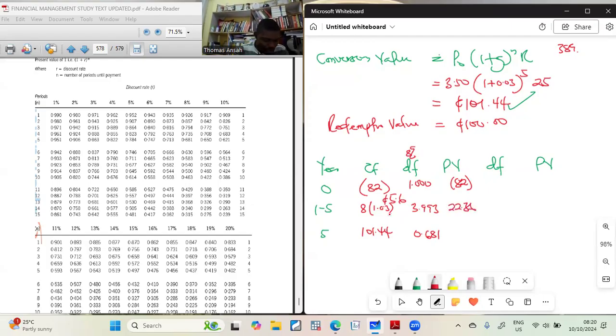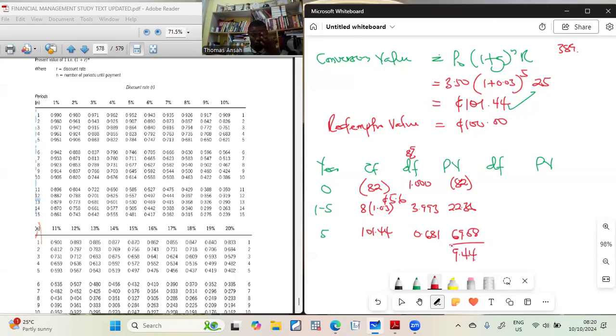22.36. Then 101.44 multiplied by 0.681 gives me 69.08. So total, plus 22.36. Is it 86 or 36? 36, minus 82, and that gives me 9.44. All right, so that is what it gives me.